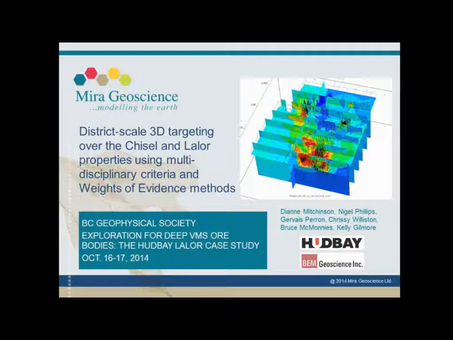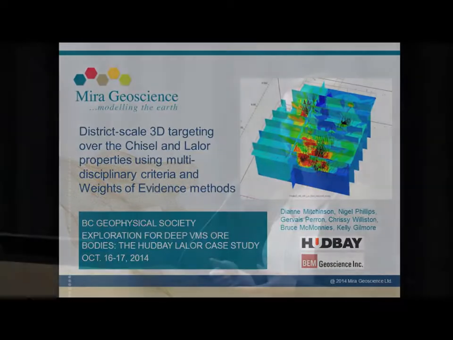set using all of this data that was compiled, or a subset of this data that was compiled, and developed a set of exploration criteria that were suitable for district scale exploration, and then did 3D targeting. So I'm going to just show you the process that we went through and some of the results from that.